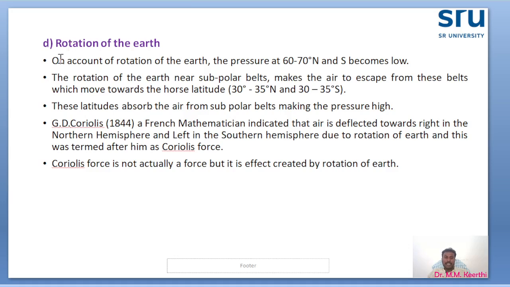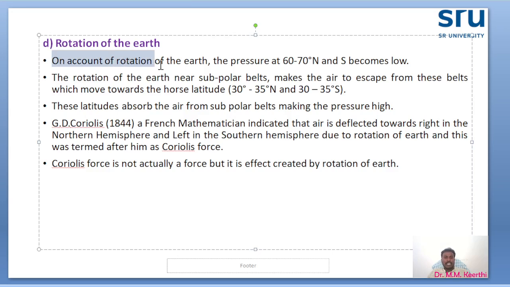Because of the rotation of the earth, the pressure at 60 to 70 degrees north and south becomes low. I already told you, around 60 to 70 degree latitude in the northern and southern hemispheres, according to the rotation of the earth, the pressure will be low. Near the subpolar belts, around 30 to 35 degrees north and 30 to 35 degrees south, the pressure will be more. These latitudes absorb the air from the subpolar belts, making their pressure high.